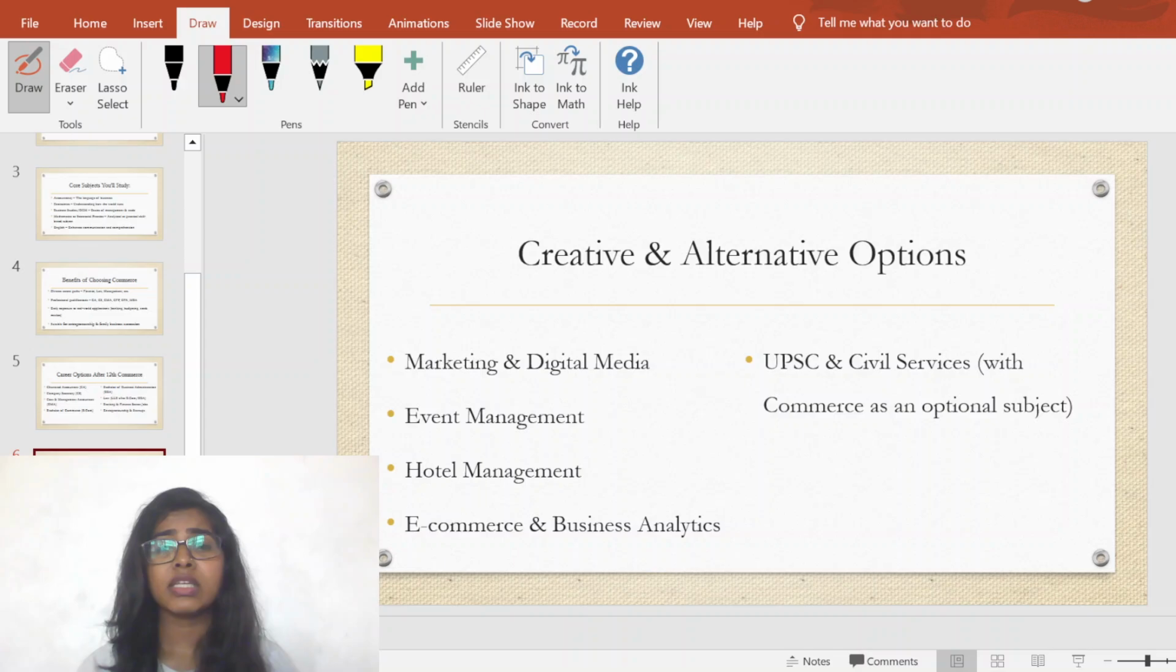Now you will say, okay, these are the mainstream options. Are there any creative alternative options? So yes, commerce also offers that. Marketing and digital media, event management, hotel management, e-commerce and business analytics, UPSC and civil services. Commerce can be one of your optional subjects there, so choosing commerce as an optional subject, these civil services exams are also open for you.